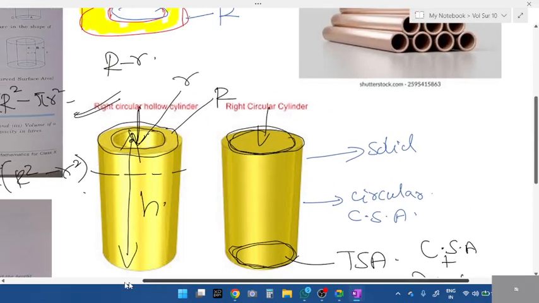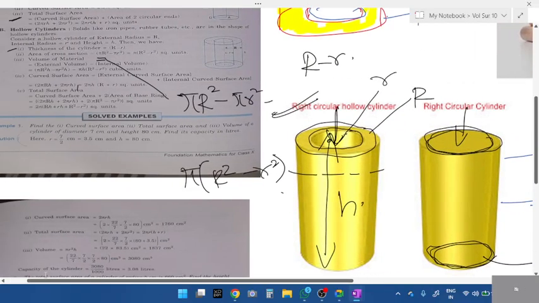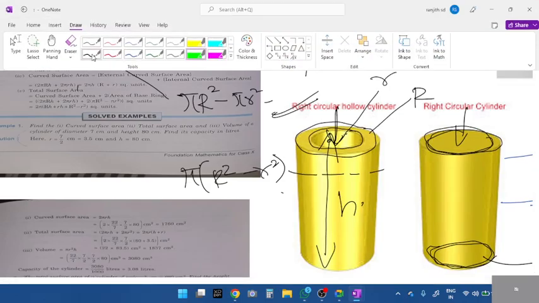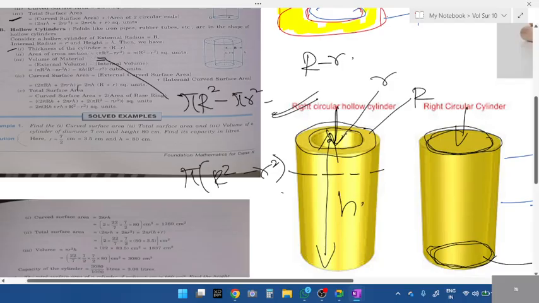Next, what is given? Thickness of cylinder is done. Thickness is R minus r. Then area of cross section. The word area is given. Subtract both the areas. You'll get the answer.